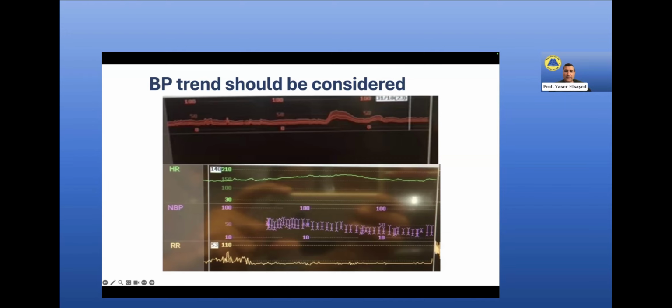You can draw a line on the top trend, and you can see the systolic blood pressure trending down, and the same for the diastolic. So that's consistent with the vasodilatory shock. And I think here after the start of medication, you can see the blood pressure now started to improve.